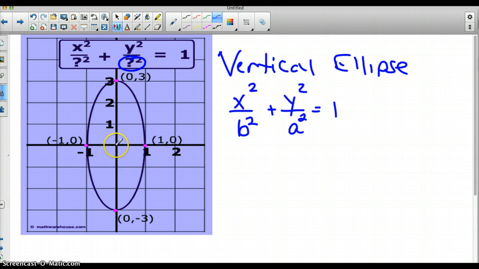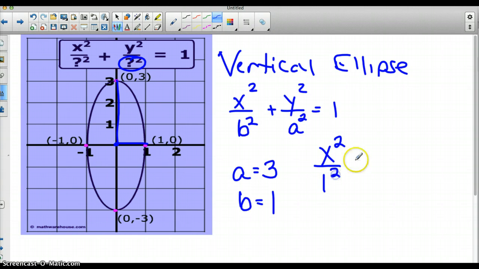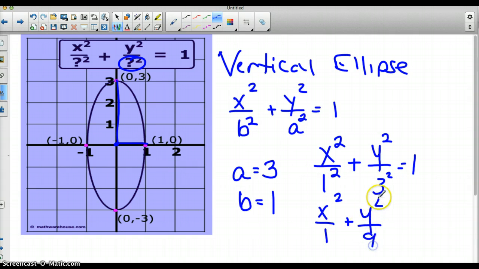So now find this distance from your center. In this case it's 0, 0. So we go from the center up, and we have a distance of 3. Since that's your major axis, remember that's going to be your a value. And then find the distance for your minor axis from your center. So go from the center out to your co-vertex, which is 1. And that's going to be your b value. So the equation of this vertical ellipse is x squared over 1 squared plus y squared over 3 squared equals 1. Then just rewrite your denominators, so you have x squared over 1 plus y squared over 9, and set it equal to 1. And that's your final answer.